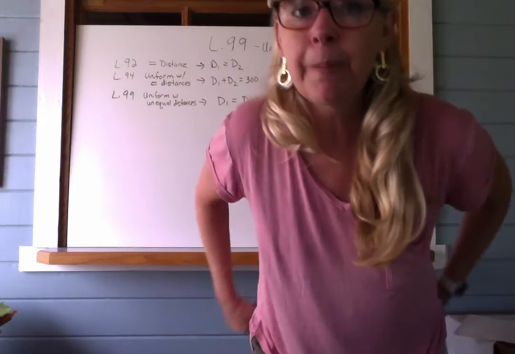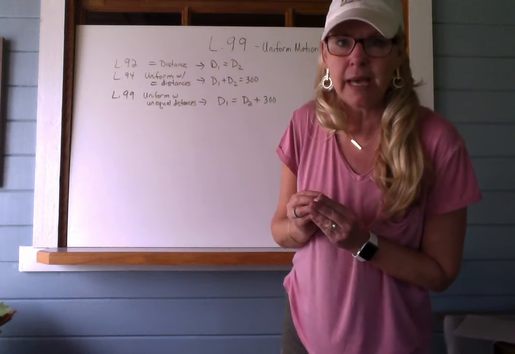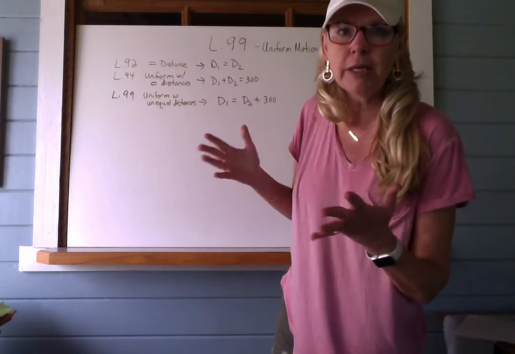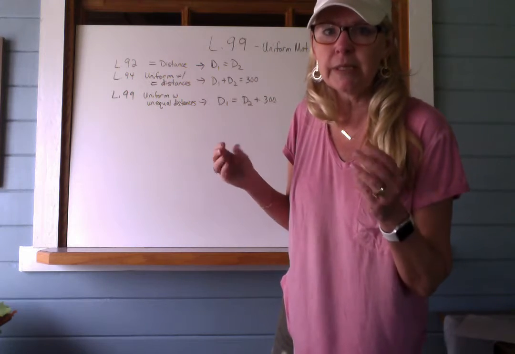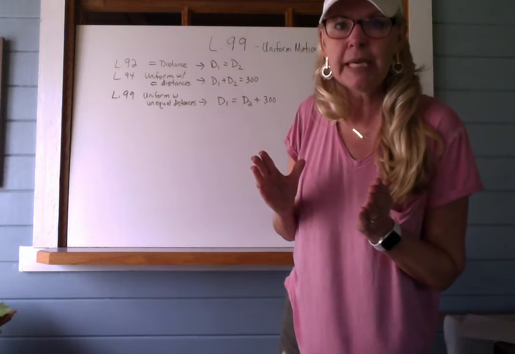So for example, lesson 92, this was our equal distance style, where you jogged and then you walked back. Equal distance, D1, I just put as an example, equals D2. That's your little bit easier one.